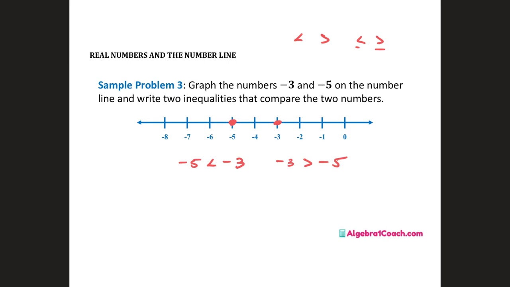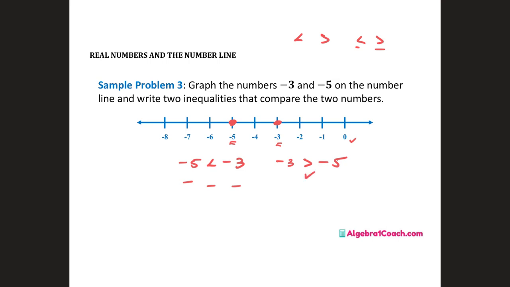So we can compare these numbers in these two ways. Negative 5 is less than -3 because you can see it's to the left. -5 is to the left of -3, and it's further away from 0 than -3. So we're looking at that negative sign and finding those numbers on the number line to the left of 0. And we can also express it by saying -3 is greater than -5.